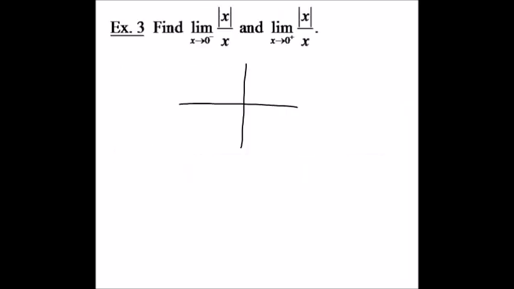The limit of the absolute value of x over x as x approaches 0 from the left and as x approaches 0 from the right. To draw the graph, we have to consider separate cases: when the absolute value and x are the same and when they're opposites.